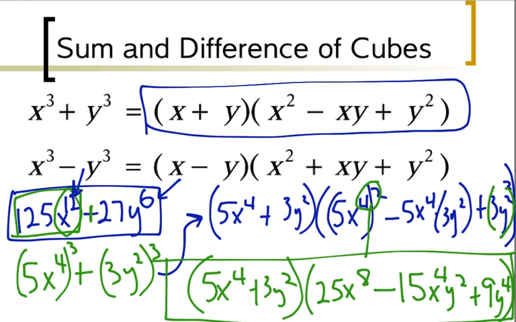Okay? So this is your sum and difference of cubes. You're just looking for, can you cube root the number at the beginning, and then does the variable have an exponent that's divisible by 3?